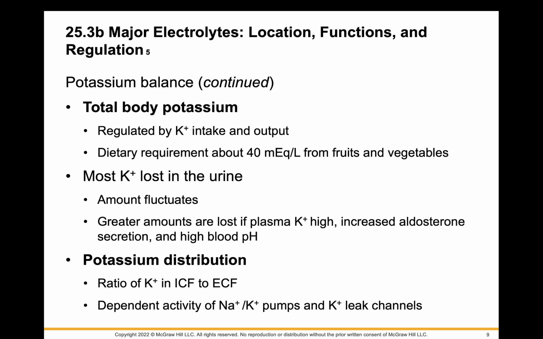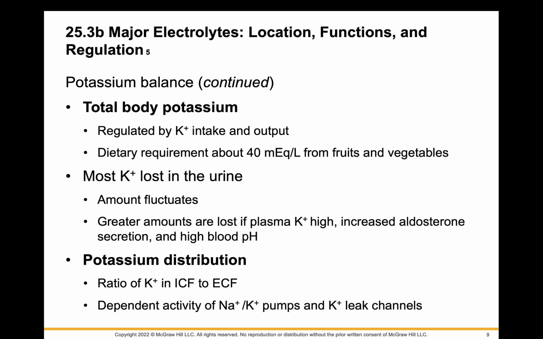The other thing to remember here is potassium is one of those ions that is not reabsorbed to a great degree when we talk about reabsorption. Now, the majority of potassium is lost in the urine, but this amount can actually fluctuate. Greater amounts of potassium will be lost if plasma levels are high, with increased aldosterone secretion, and a high blood pH.